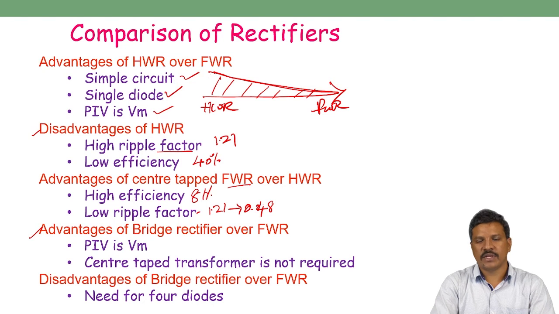Let us take one simple example. For example, the cost of the center tap transformer used in the full wave rectifier is 200 rupees. And the cost of the two diodes used in the full wave rectifier is, for example, 20 rupees, each diode costing 10 rupees. So one transformer, 200, plus two diodes, 20 rupees: 220 rupees for designing a full wave rectifier.